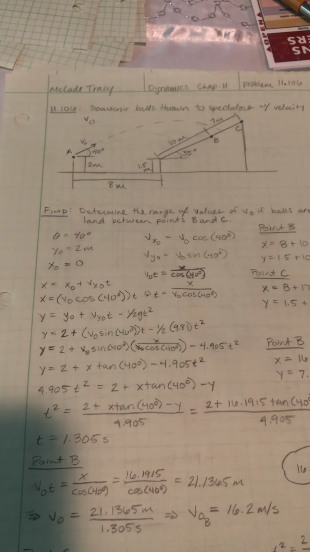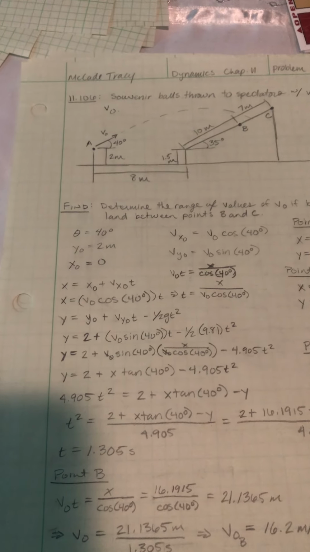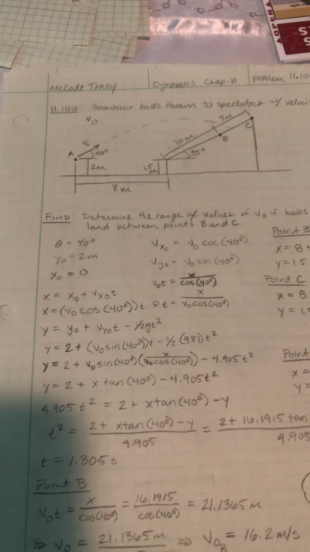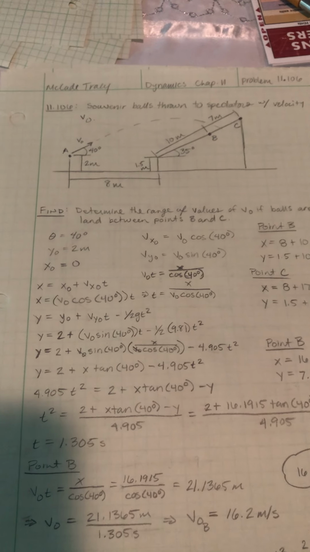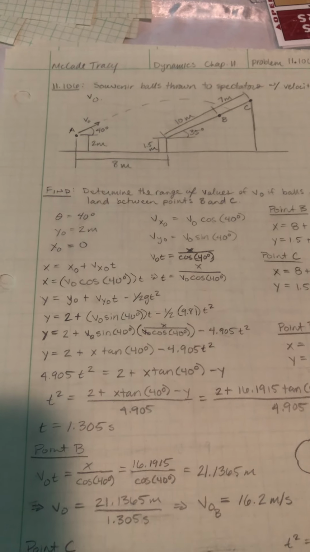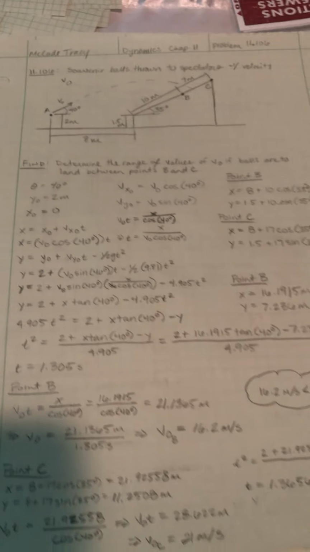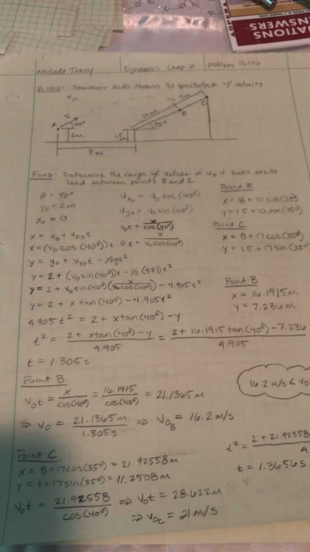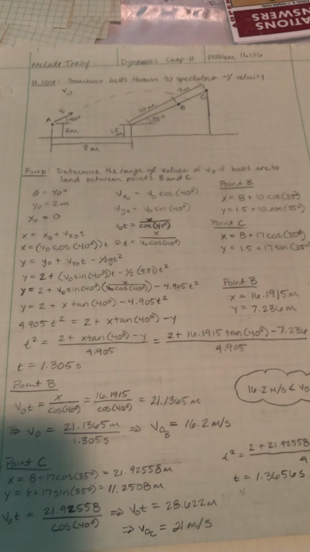We have the functions Vx naught and Vy naught equal to V naught cosine theta and V naught sine theta. Using our position function of x naught plus Vx naught times t, we're able to solve for our time, which is equal to 1.305 seconds.